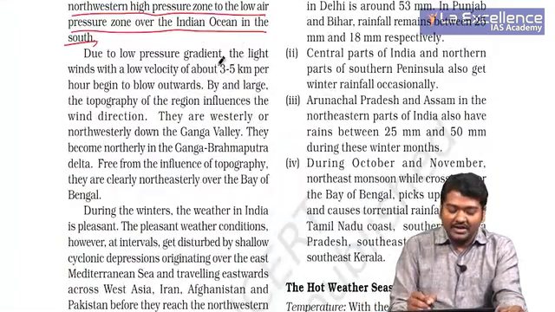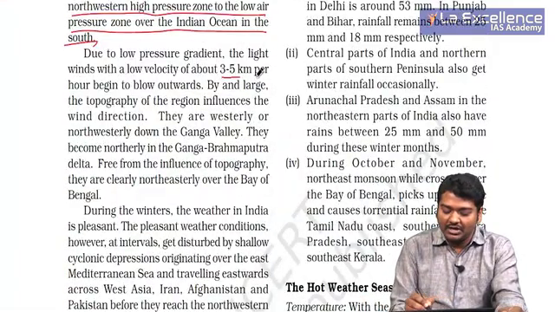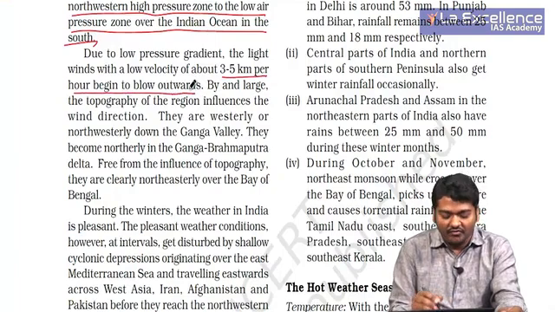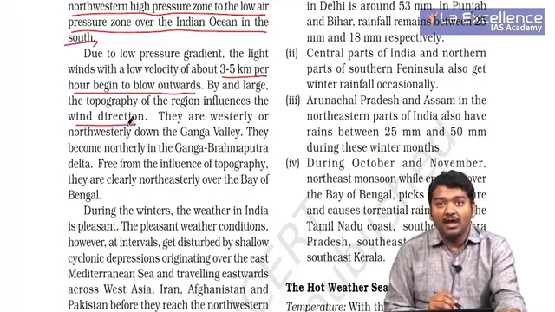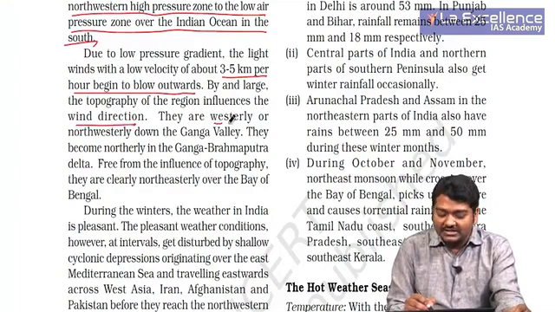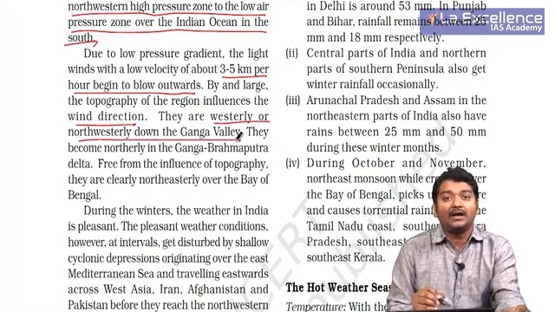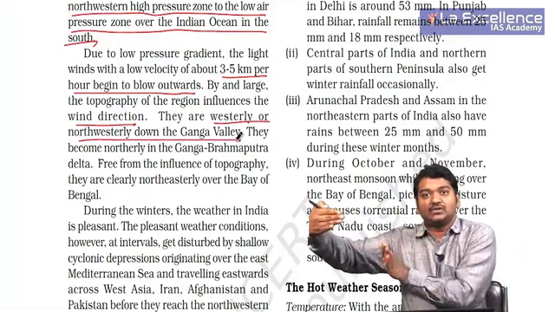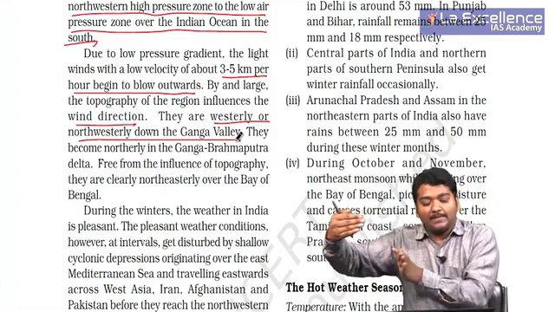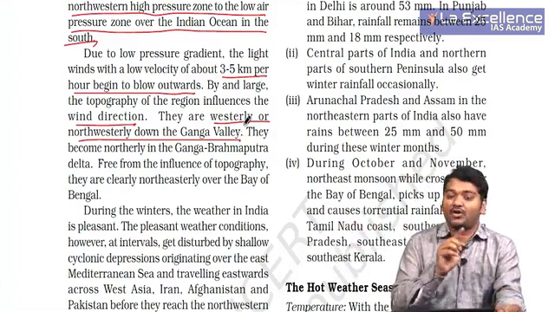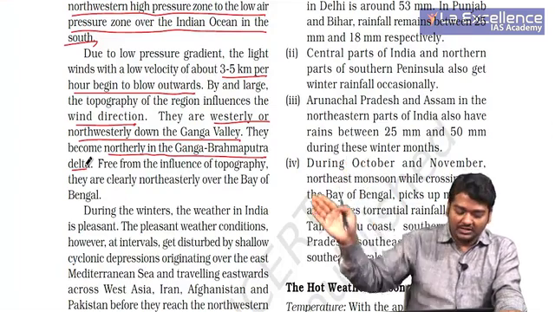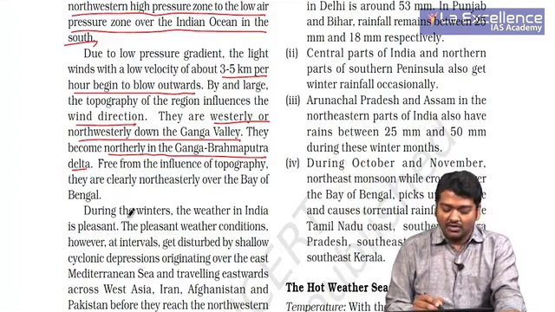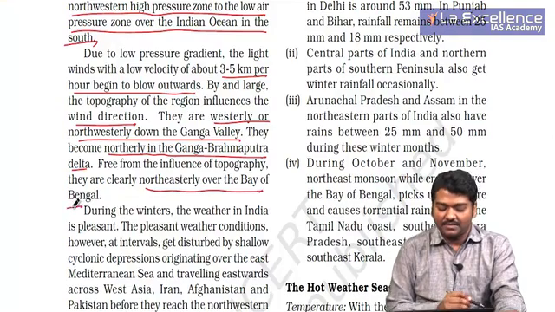Due to low pressure gradient, light winds with a low velocity of about 3 to 5 km/h begin to flow. By and large, the topography of the region influences the wind direction and they are usually westerly or northwesterly down the Ganga plain. When moving on the Ganga plain, they are seen as westerly or northwesterly and become northerly in the Ganga-Brahmaputra delta because they hit the Arunachal Pradesh region, and wherever it is not there, they become northeasterly. Correct?